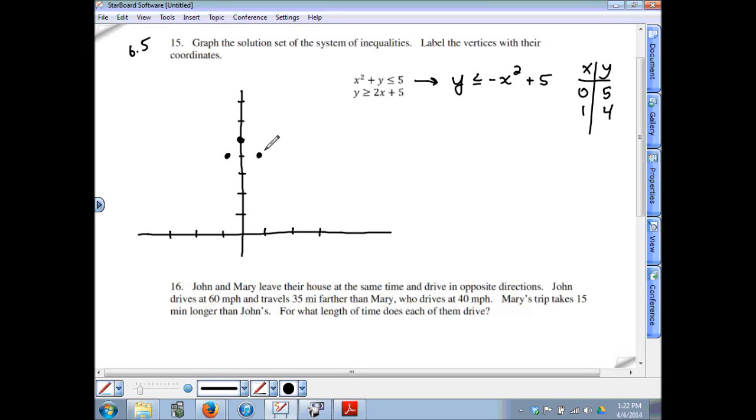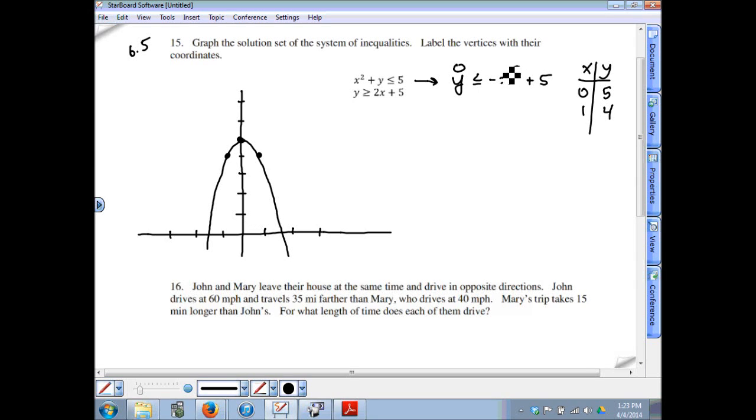Now, you have to be careful and remember that with inequality, sometimes the line is solid, sometimes it's dotted, and it has to do with the inequality. Since there's a line underneath that's an equal-to inequality, it's a solid line. Okay, now we have to figure out where to shade. So I'm going to choose a test point of (0, 0).